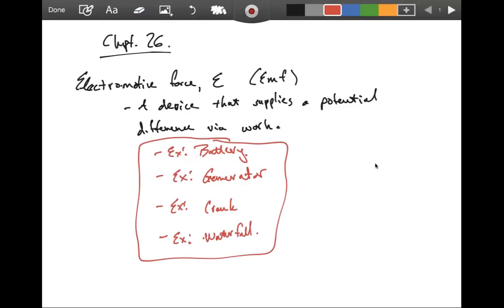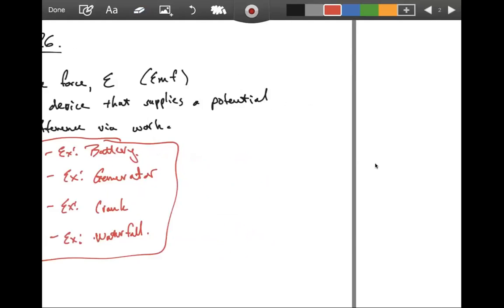But again, a battery is just one particular type of example of electromotive force or an EMF. So when we talk about EMFs, it doesn't necessarily mean we're talking about batteries. Again, we're just talking about something that supplies a potential difference. Now, the way that this works is that basically the point of the battery is to move positive charges from the negative side to the positive side.